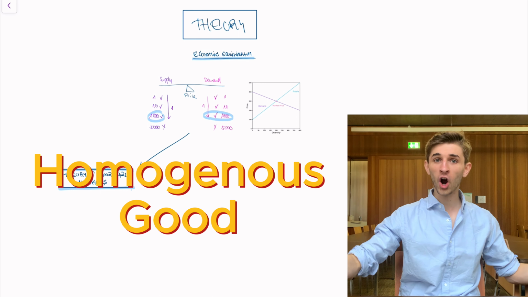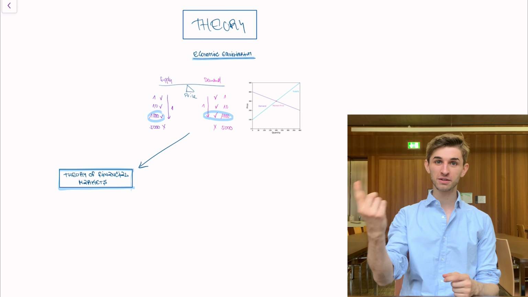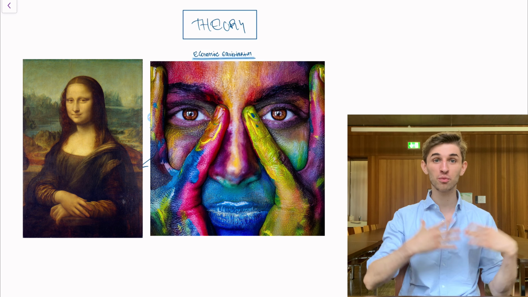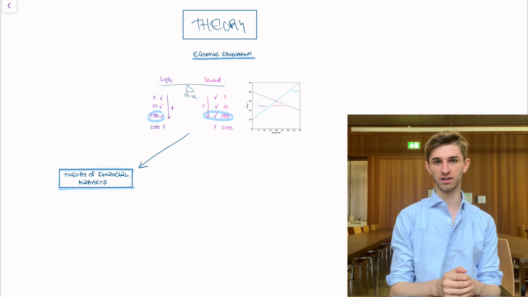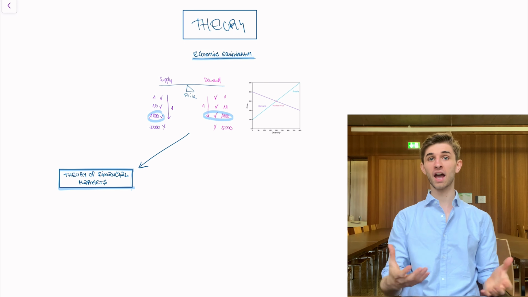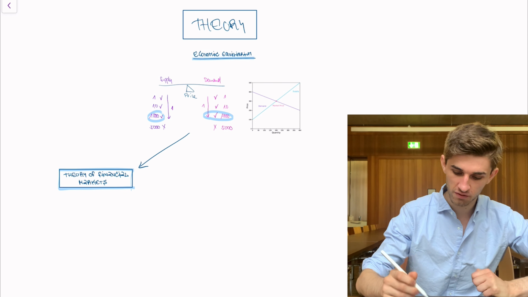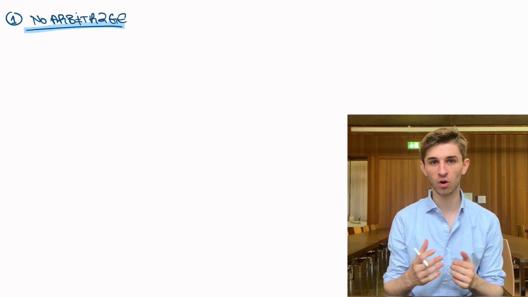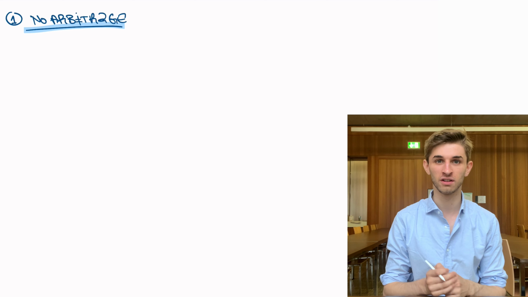Compare that, for instance, with art. With art, it of course matters which painting I own. This painting is different from this painting, right? But with money, it does not matter. That is what we call a homogeneous good in economics. Because of that property of money, we can use the concept of no arbitrage, which is one of the most powerful ideas to price financial assets.